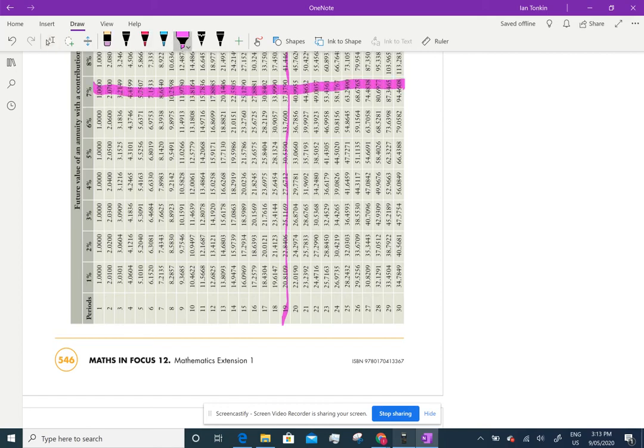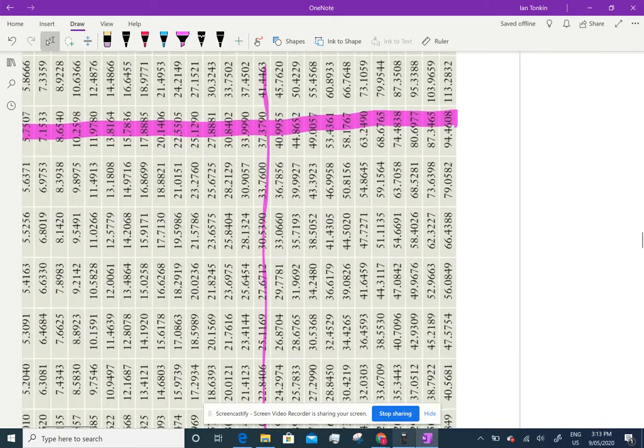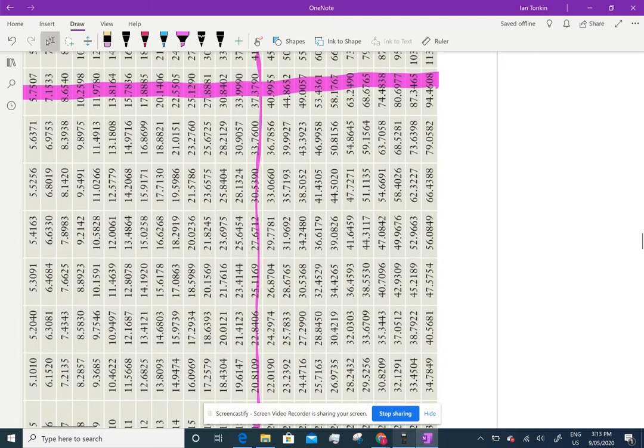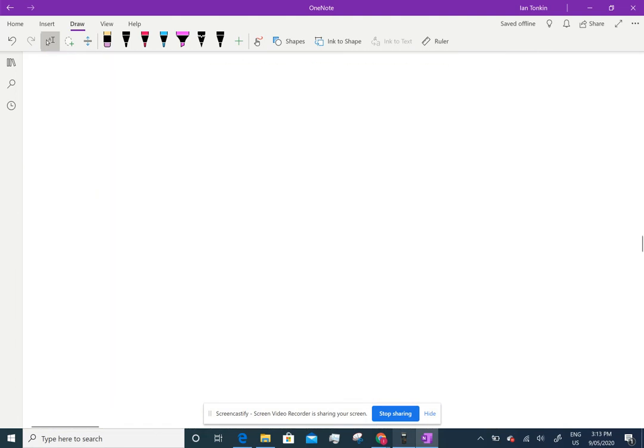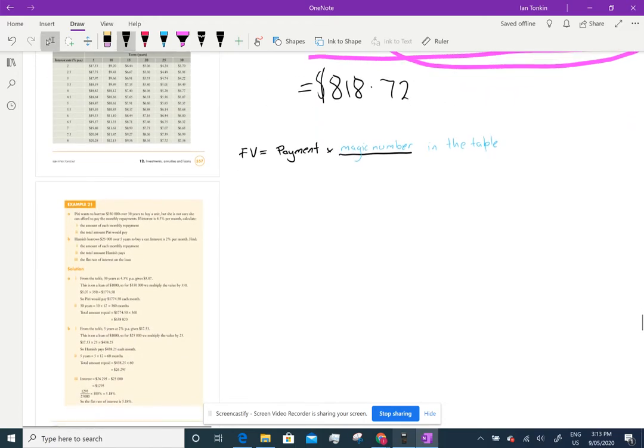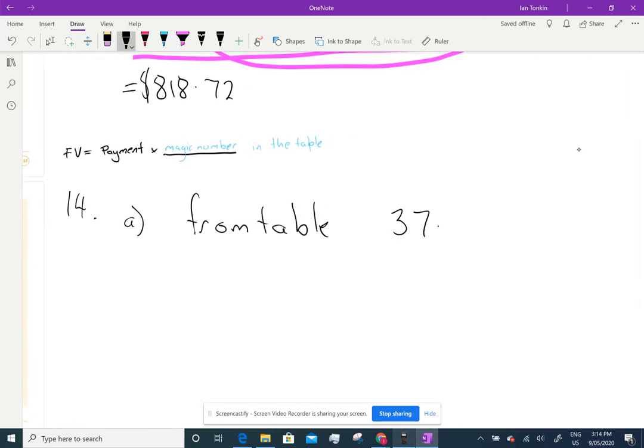This one, and what is that? Just make sure I'm in the right column. 37.379. Come on. Where's my screen gone? There we go. 37.379. Come on, let me get back down here. So here's question 14. A, from the table, 37.3790, I think was the answer. Right.